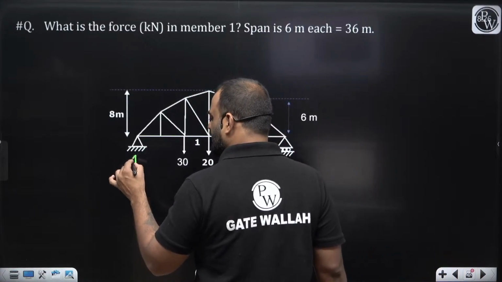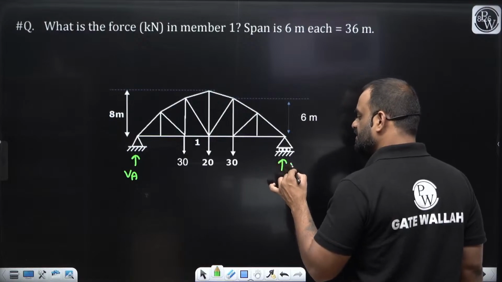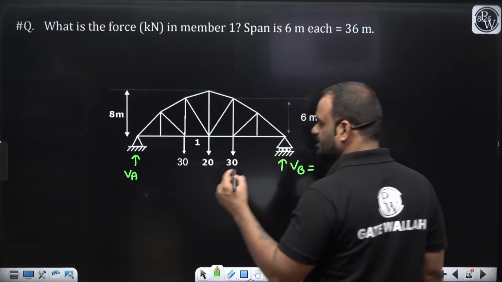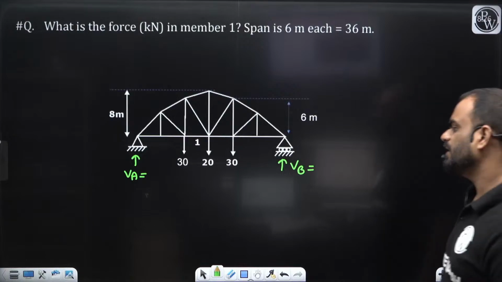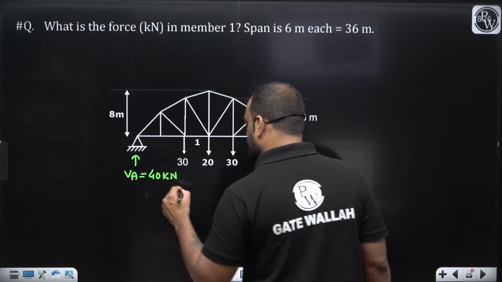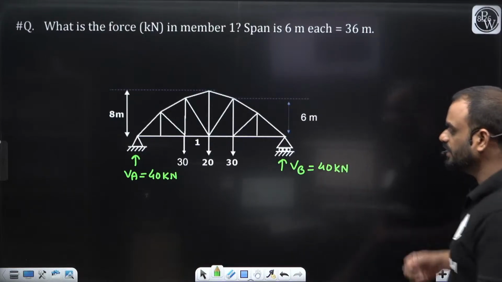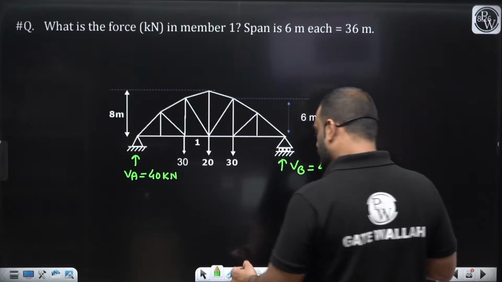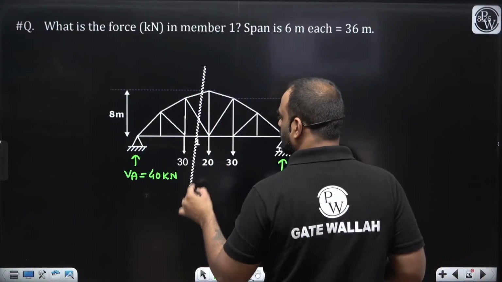Okay, let us write it down. Let us consider this is VA and this one is VB. Again, the structure is symmetrical as well as the loading is symmetrical, so we'll divide it equally. So this reaction will become 40 kilonewton and this one is also 40 kilonewton. Now guys, what we will do, we'll take a section like this. We'll cut a section like this.